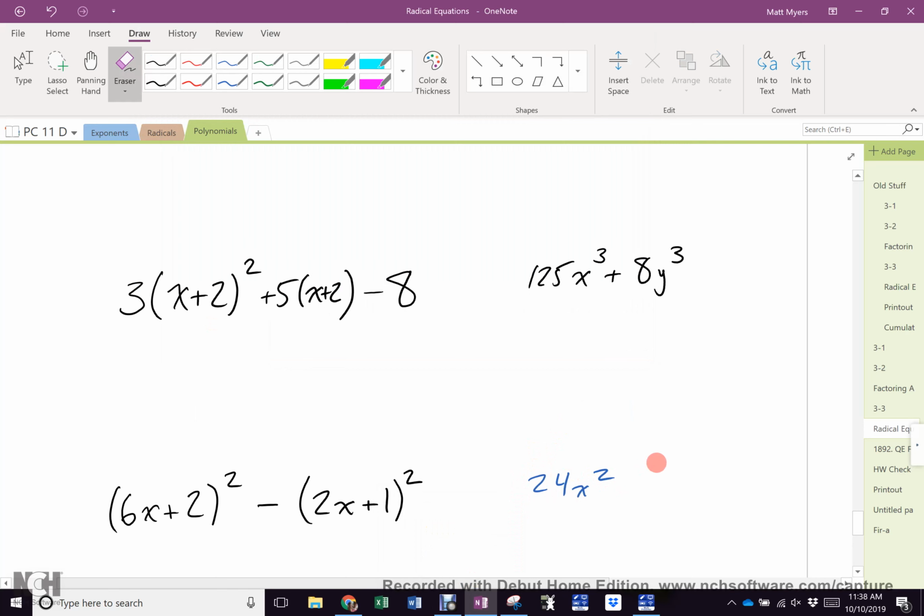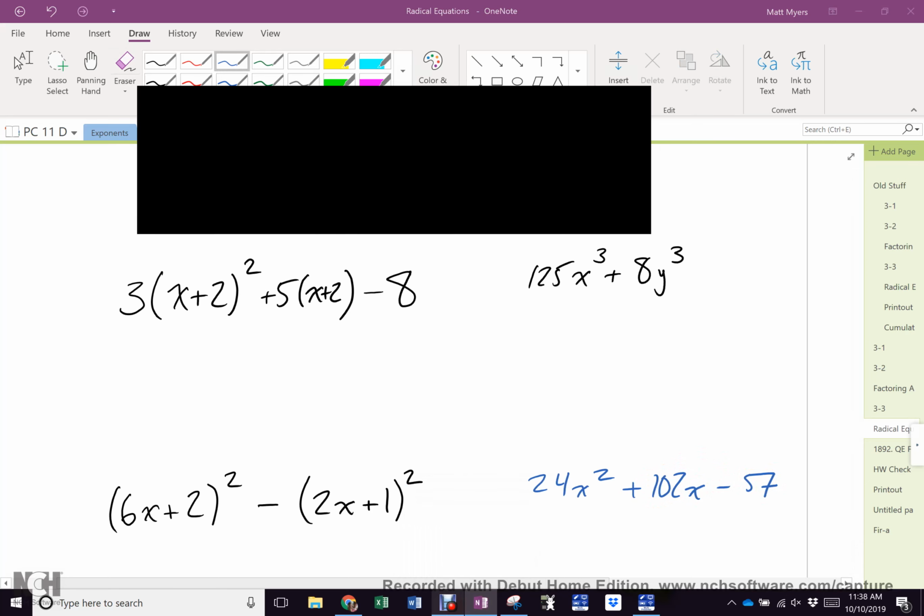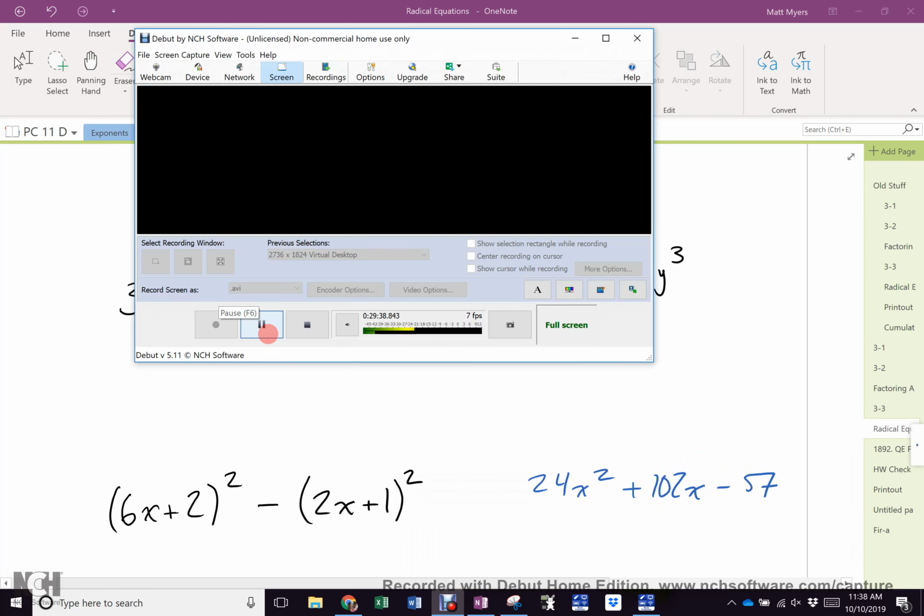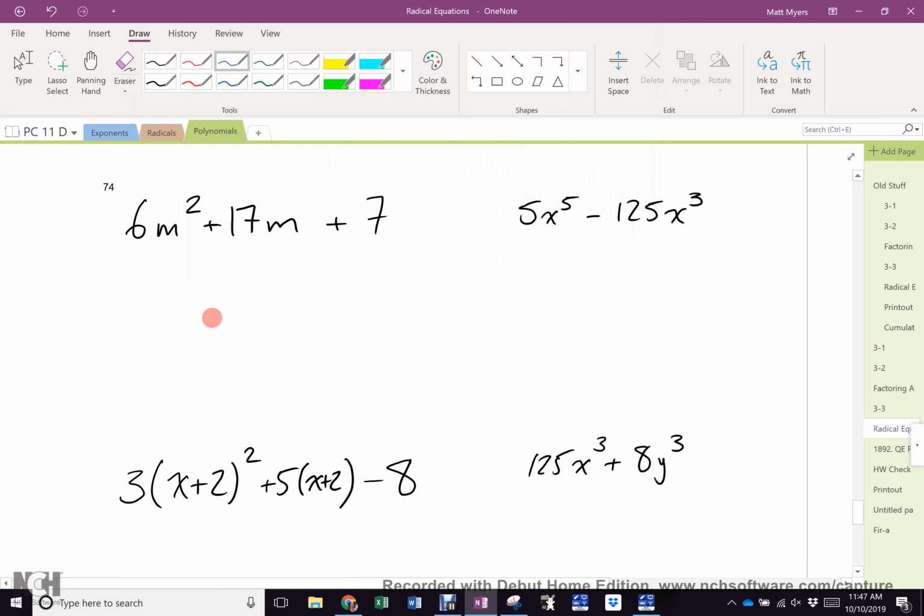Actually, I'm gonna change that. 24x squared minus, plus 34. Sorry. Plus 102x minus 57. Now I'm going to eat my lunch, then I'll come back and I'll solve all these.